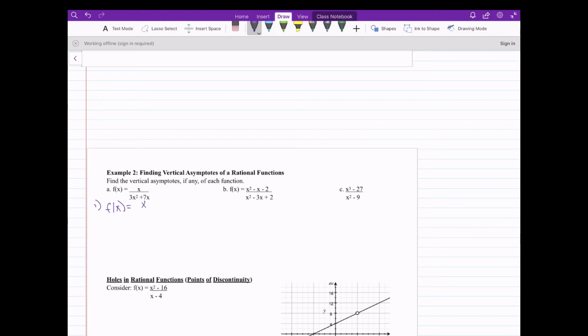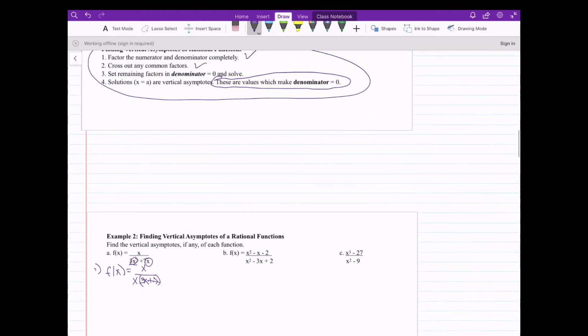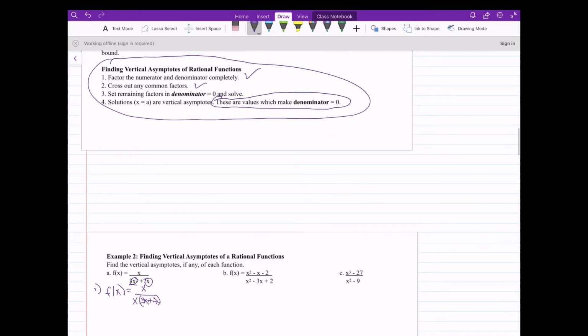Well, the numerator is pretty much set. There's not much I can factor out of the numerator. The denominator, you can clearly see that we can factor out an x. So if we factor out an x, if we take an x out of 3x squared, we're left with 3x. And if we take the x out of 7x, we're left with a 7. Okay? So that's the first step. First step is to factor. Second step is to cross out any common factors.